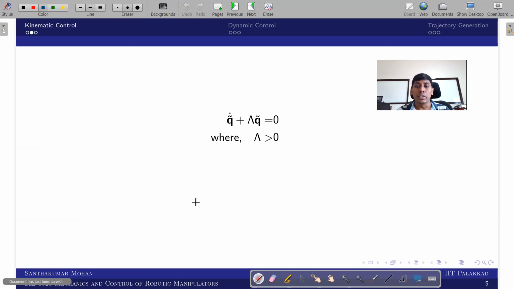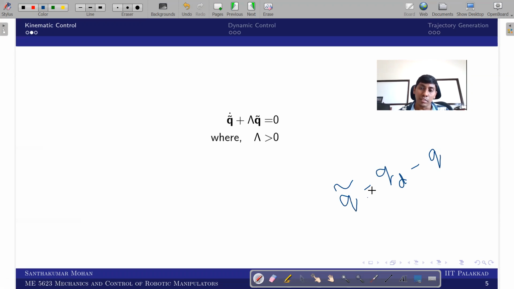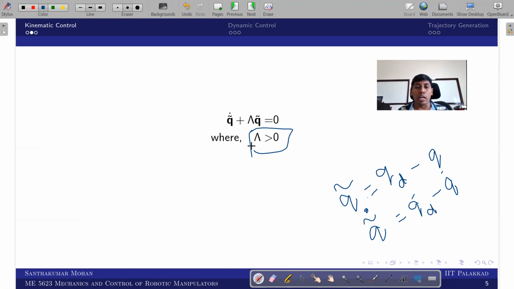So what would that be? That would be q desired minus q as q tilde. Then q tilde dot would be q desired dot minus q dot, right? Further, I'm assuming that this is a matrix. For our own understanding, we are assuming that it's a diagonal matrix, with positive constants only in the diagonal values.